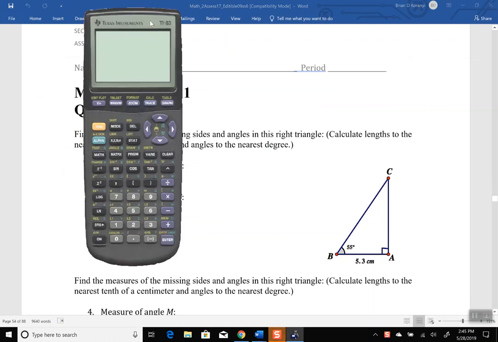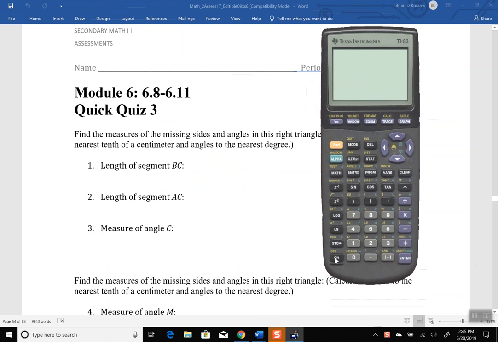Alright, just in case we need it, we have our calculator here. I'll make sure that I am in degree mode. Good to go, just in case we need it for our trig.